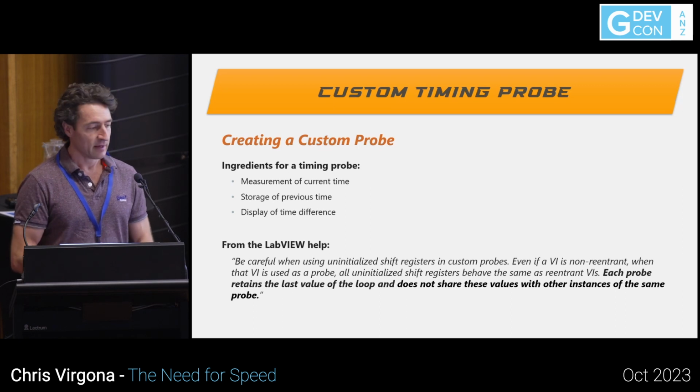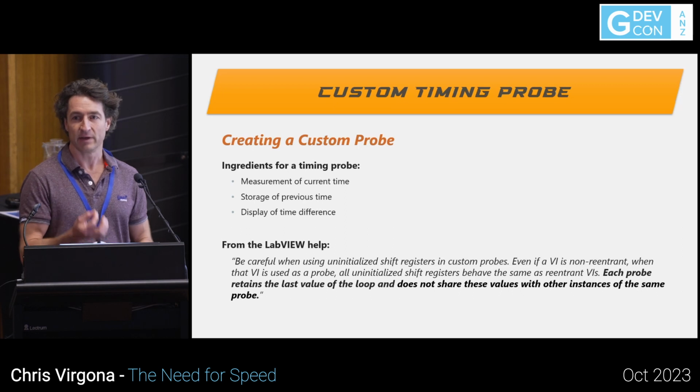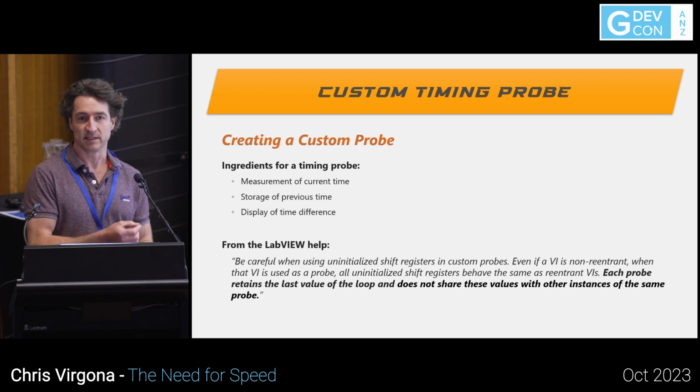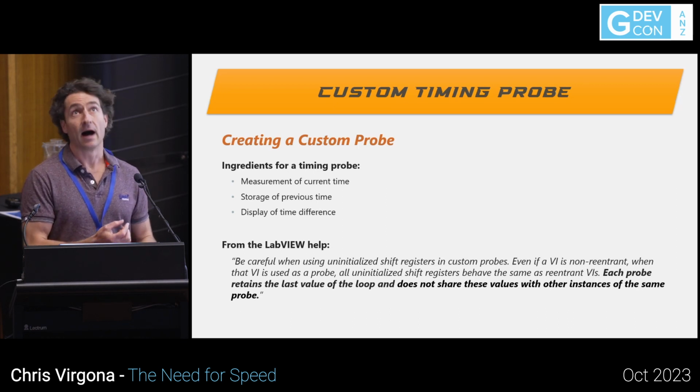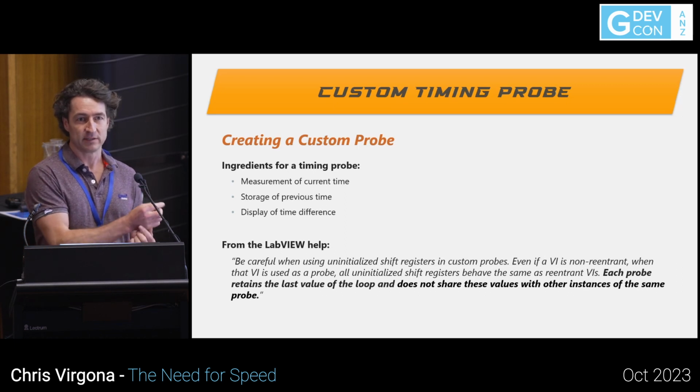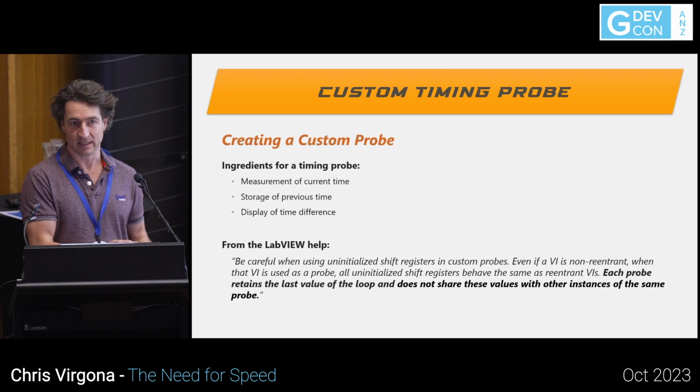It's really simple. The only caveat here is probes don't behave like normal VIs. So there's a big long blurb there from the LabVIEW help. The essence of it is if you make a reentrant VI or a non-reentrant VI, it doesn't matter. It treats all probes as reentrant. And what you will get is zero state information stored locally. So shift registers don't work in a custom probe. If you want to store something, you have to find another way to store it, like a global or something.